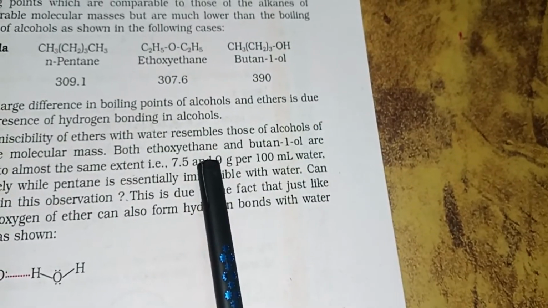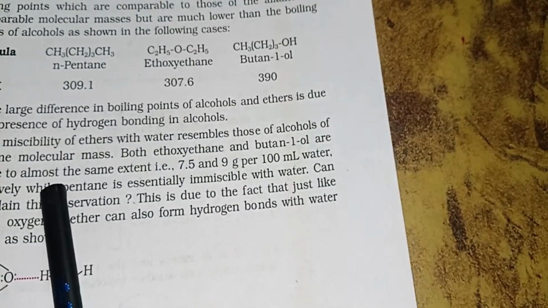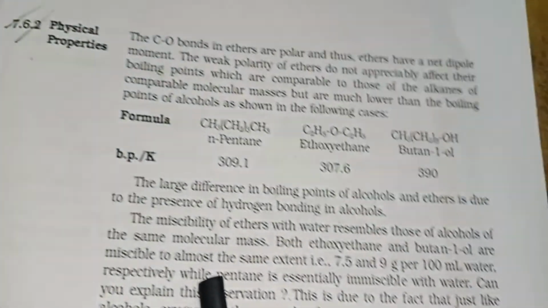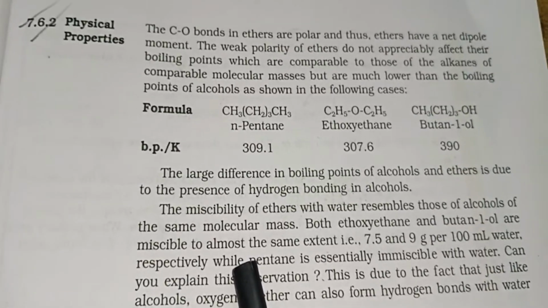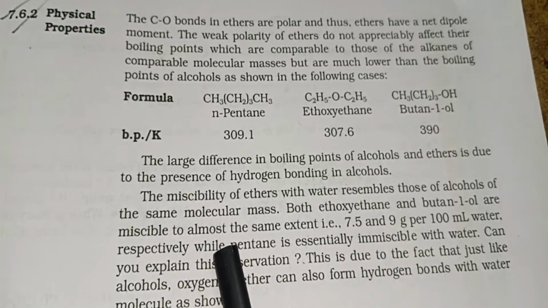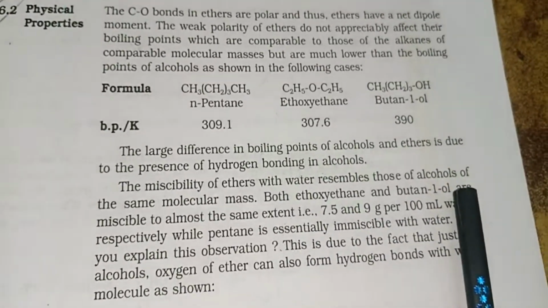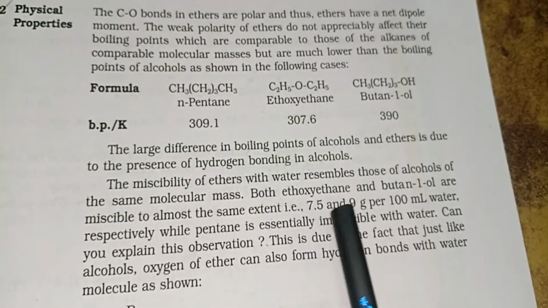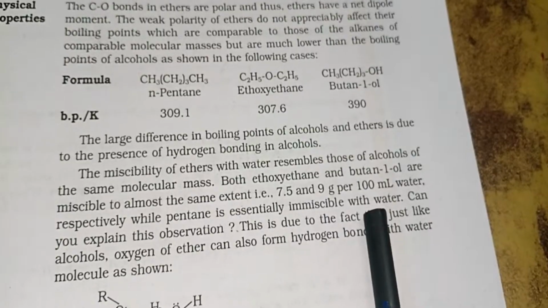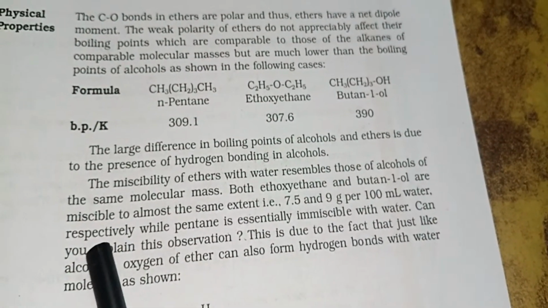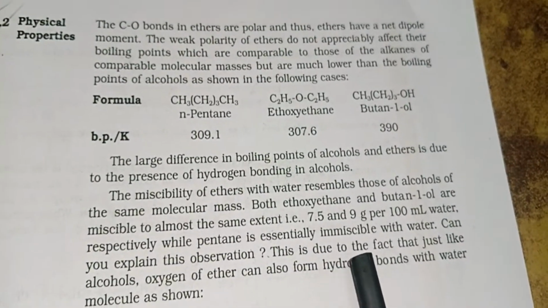Both ethoxyethane and butanol are miscible to almost the same extent, 7.5 and 9 g per 100 ml water respectively, while pentane is essentially immiscible with water.